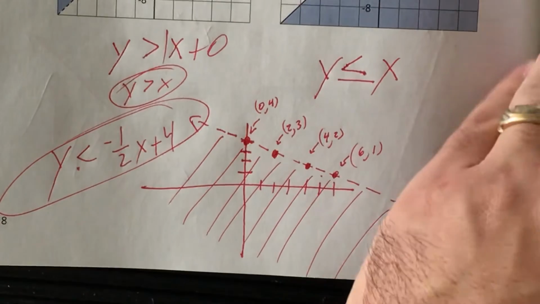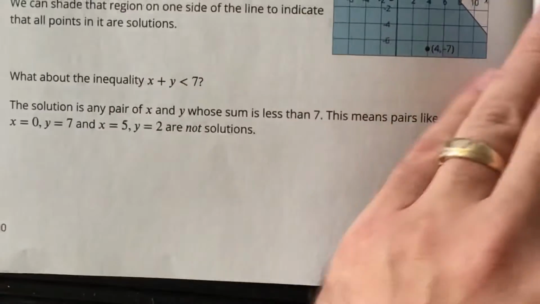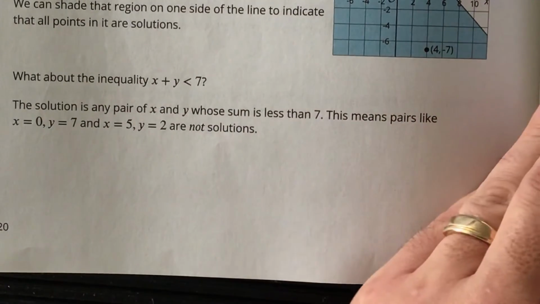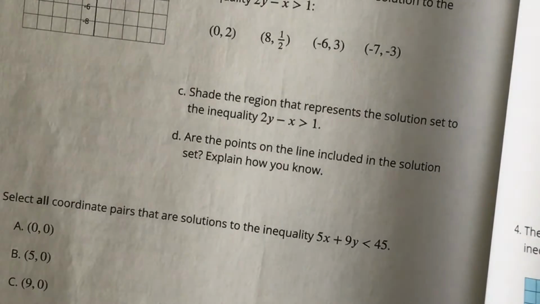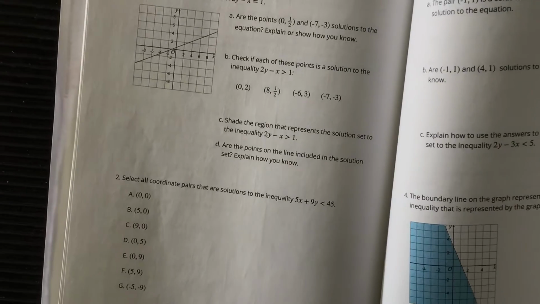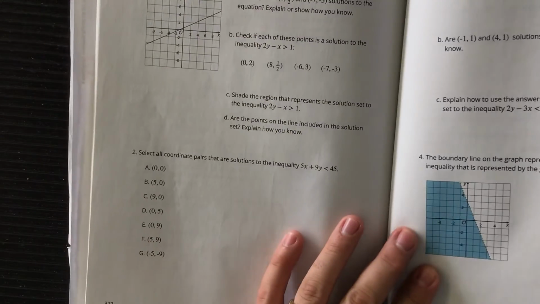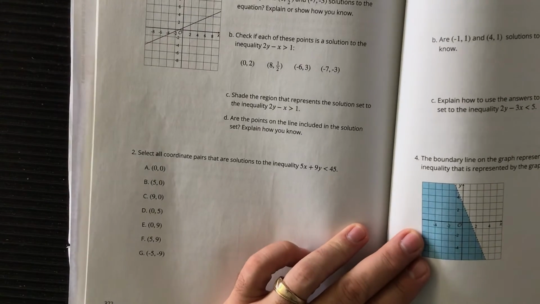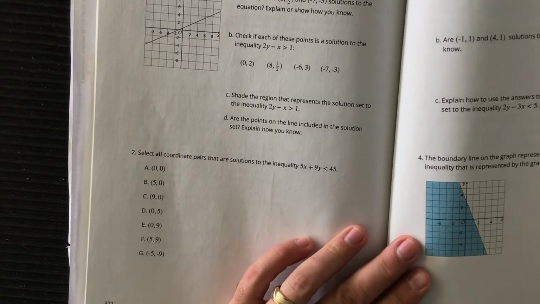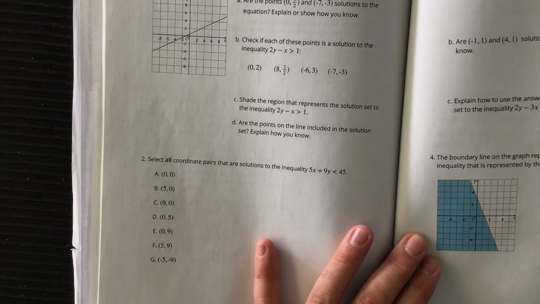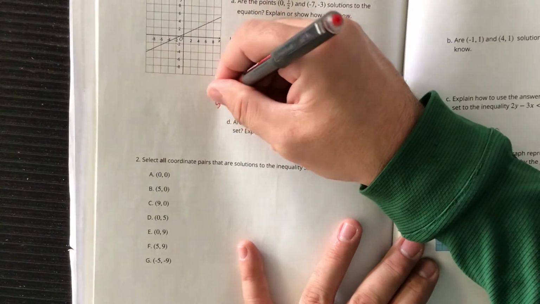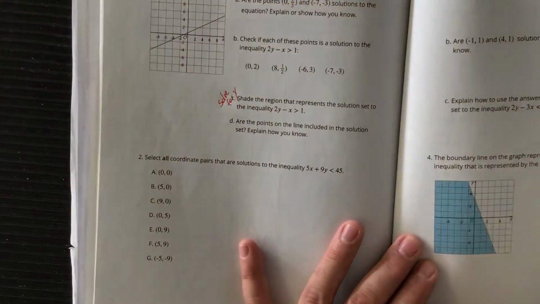All right, we can skip the are you ready. There's a couple more examples in the summary there for you. First couple there, the book is just asking you to plug in points. Does it work? Yay or nay? C, you actually have to shade it. So solve for y for C.